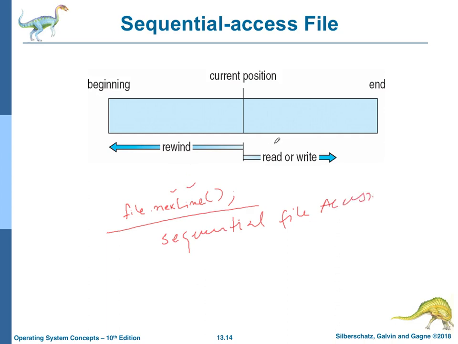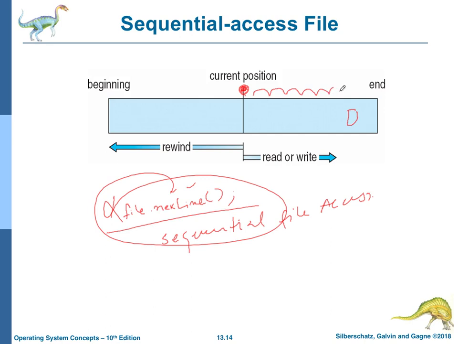Which means that we always access a file. This is actually not right. This is about the access. So for example, if you are at the current location and you want to access something here, then you have to go sequentially, right? You have to go sequentially to access this. If you want to go here, then you have to go sequentially to access this.